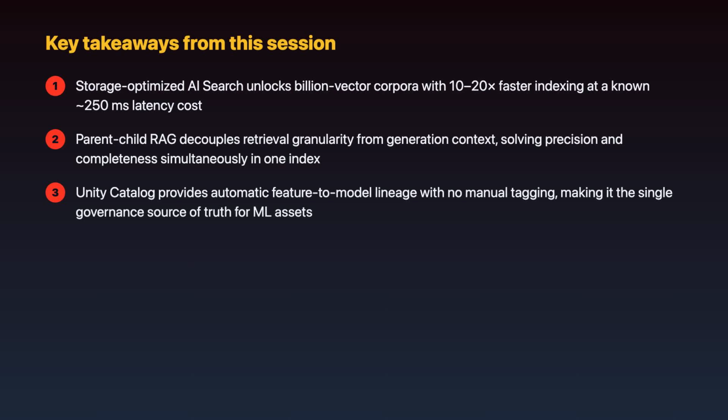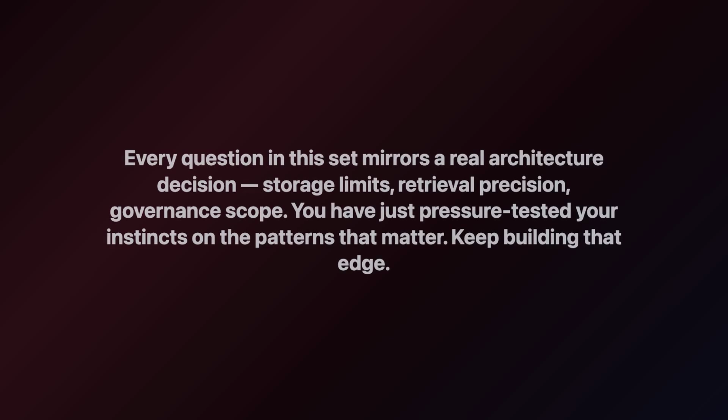Three takeaways from this session. First, storage-optimized AI Search unlocks billion vector corpora, with 10 to 20 times faster indexing at a known 250 millisecond latency cost. Second, parent-child RAG decouples retrieval granularity from generation context, solving precision and completeness simultaneously in one index. Third, Unity Catalog provides automatic feature to model lineage with no manual tagging, making it the single governance source of truth for ML assets. Every question in this set mirrors a real architecture decision: storage limits, retrieval precision, governance scope.